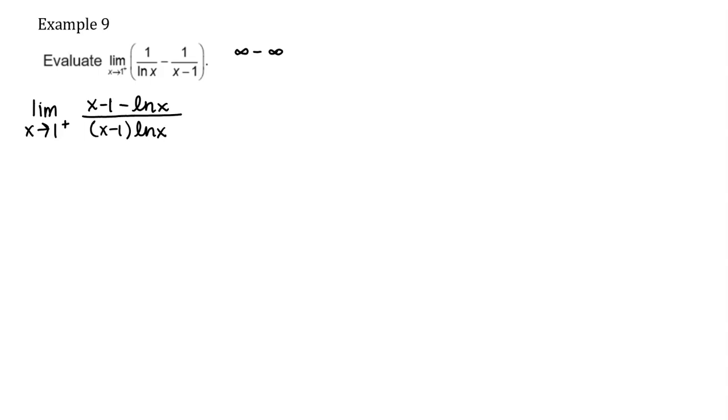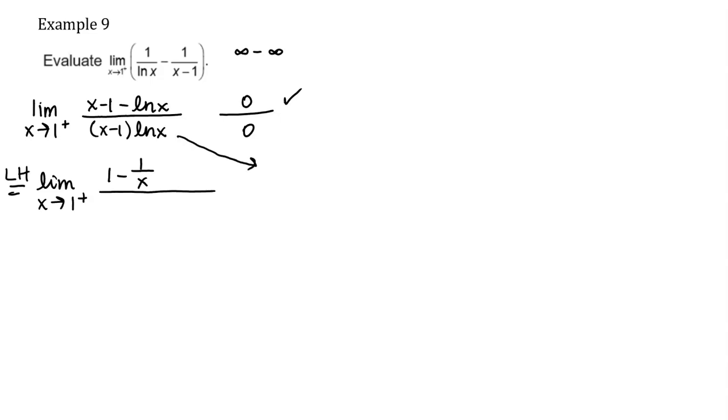Now, let's apply direct substitution again. In the numerator, we would have 1 minus 1 minus 0, which gives us 0, and in the denominator, we would have 0. So we do have an indeterminate form to which we can apply L'Hopital's rule. So we're going to take the derivative of the numerator, which would leave us with 1 minus 1 over x, and the derivative of the denominator.